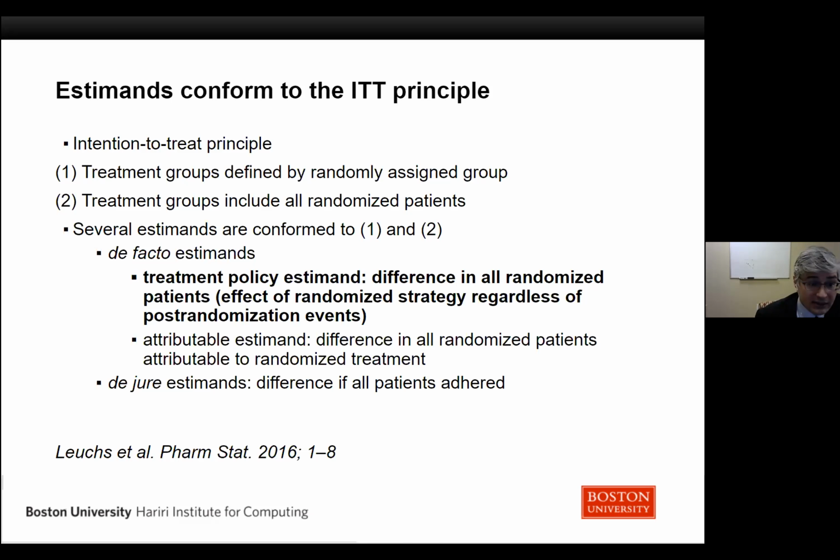Among estimates that conform to the ITT principle as described, generally speaking, there are 2 main categories: estimates that are called de facto and estimates that are called de jure. And probably the most prominent estimate, or the one we are used to, is called the treatment policy estimate. The intent is to estimate the difference in all randomized patients. So that would be the effect of randomized strategies, regardless of intercurrent events.